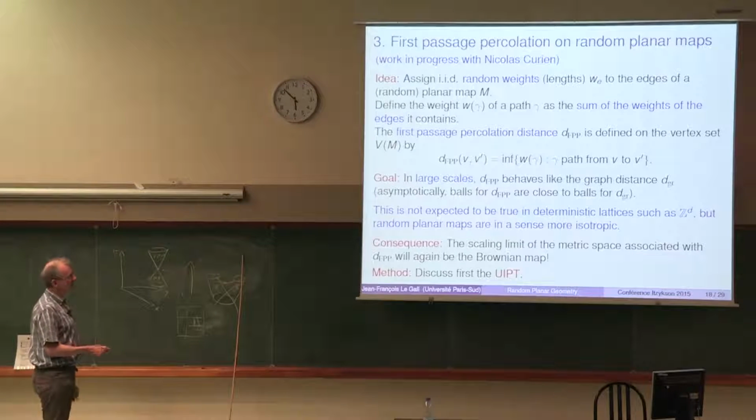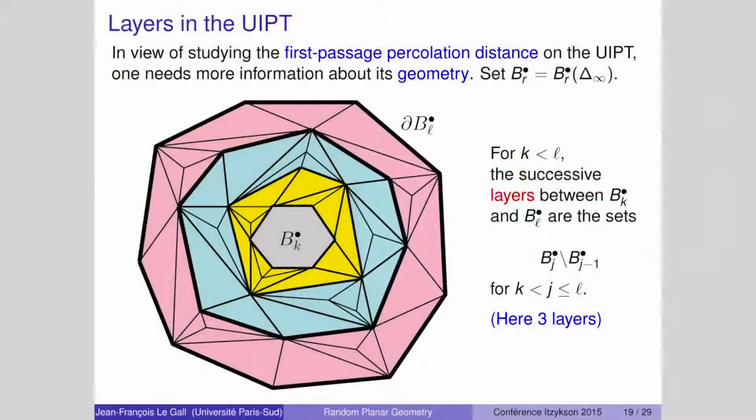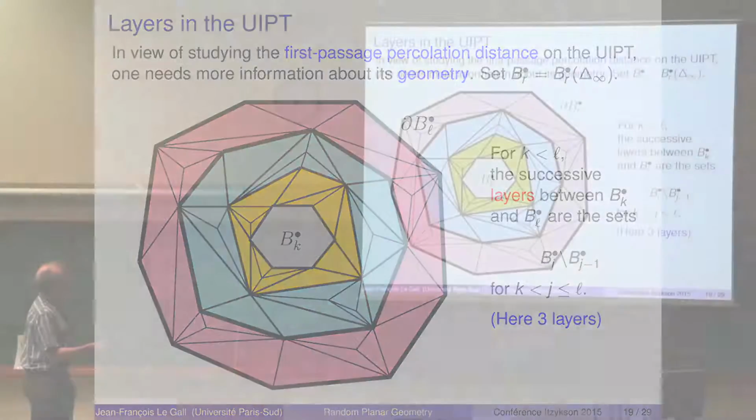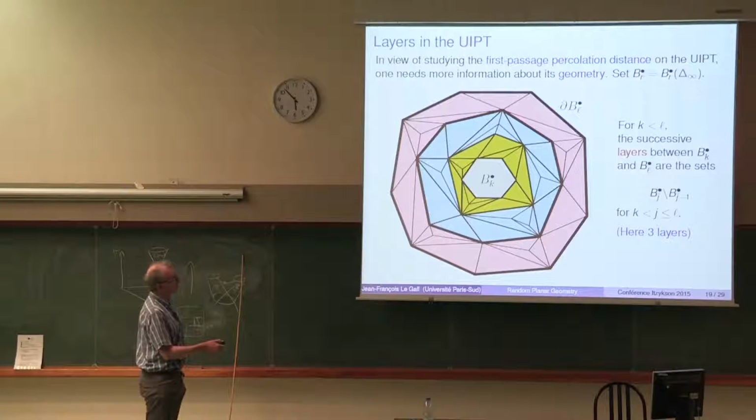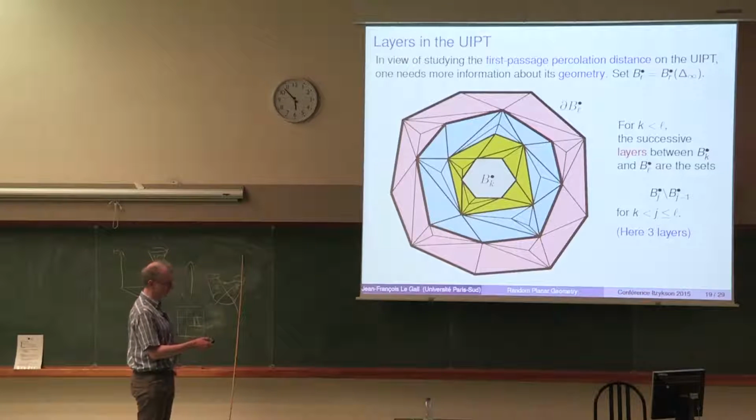So the method for obtaining such results, at least the one I will present here, consists in discussing first the case of the UIPT. Okay? So I need to introduce what I call layers in the UIPT. And okay, so maybe you forgot the notation, I should have written that. This B dot R is not the ball, it's the hull of radius R in the triangulation. So you remember the hull was obtained by filling in the holes in the ball. Okay? So I'm going to be interested in hulls here. Okay? So this B dot R is the hull of radius R in my infinite planar triangulation.